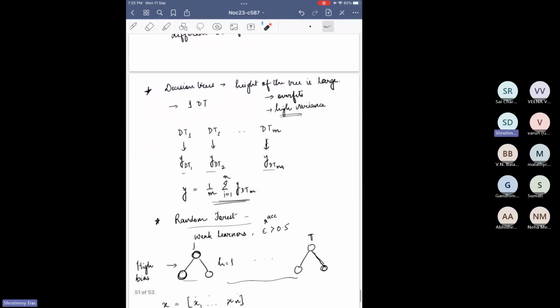Suppose you have many decision trees. We know that for decision trees, if the height of the tree is large, it will overfit the training data, and that means it will have very high variance. Suppose we have m such decision trees, each with very high variance, overfitting to the data. But if we take the output of each of these trees and take the average, this model will have very low variance compared to each individual decision tree.